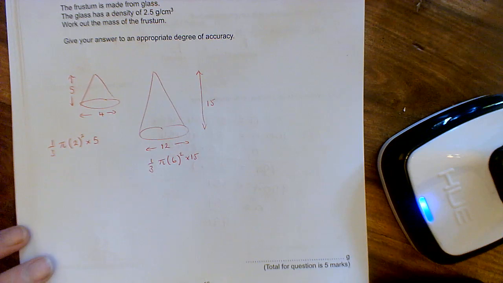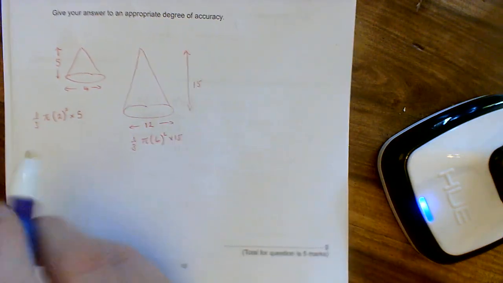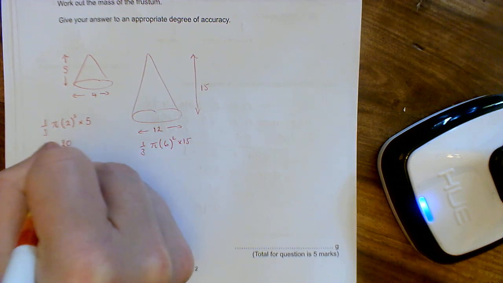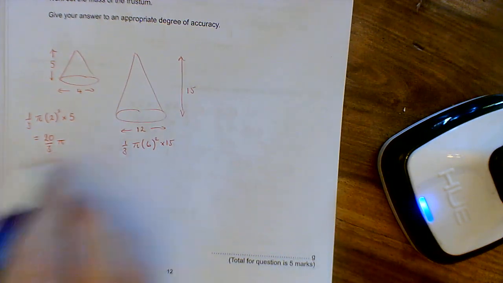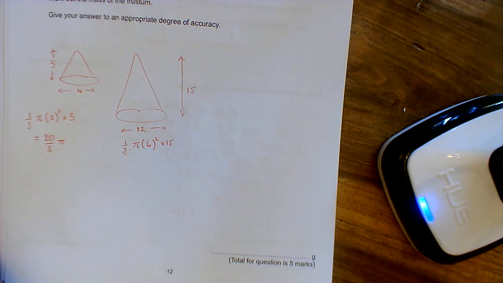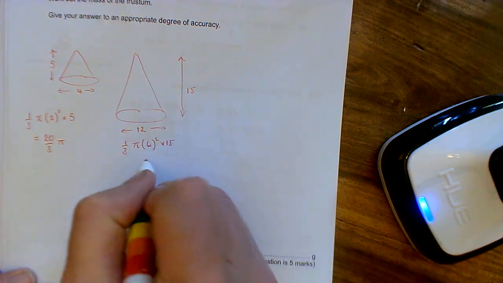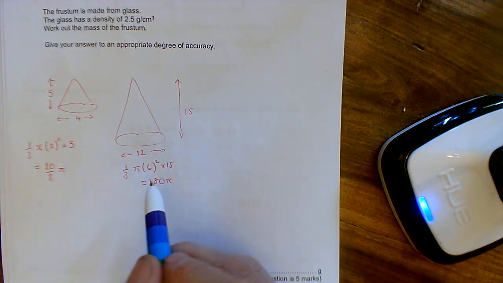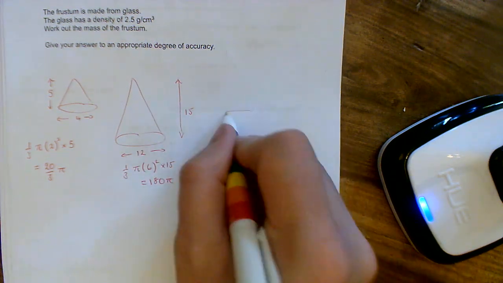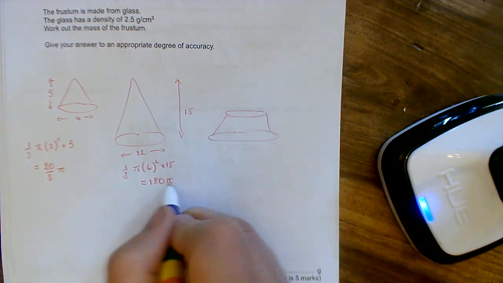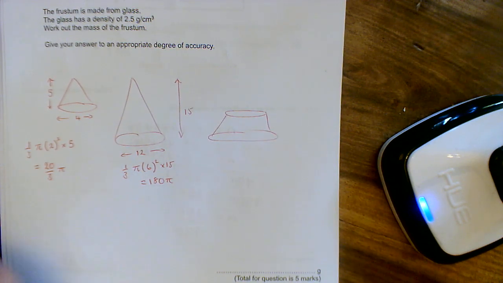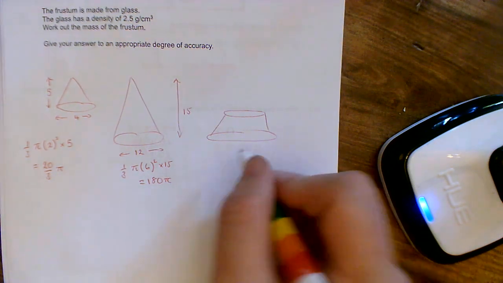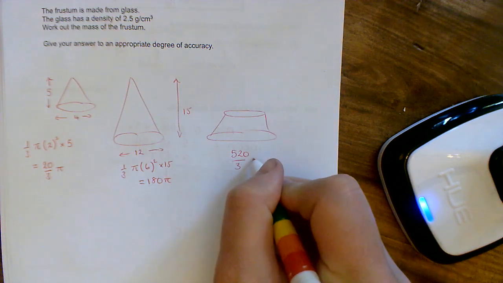Doing the work on this one, what's that going to be? 20 over 3, so we've got 20 over 3 pi for that one. This one is a little bit harder, but it's going to be a nice number actually, isn't it? 36 times 15 is 180, and then divide that by 3, so we've got 180 pi over here. We can now work out the frustum, can't we? The frustum's volume is just that one take away that one. So on the calculator, 180 take away 20 over 3 is 520 over 3 pi, which is the volume of our frustum.